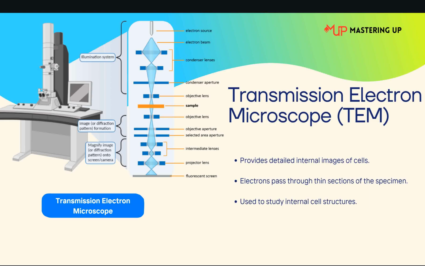Now let's see the transmission electron microscope, which is TEM. It offers a different perspective by allowing us to view the internal structure of cells. In TEM, a beam of electrons is transmitted through an ultra-thin section of the specimen. As the electrons pass through, they are scattered based on the density of the structures, creating an image on a screen. TEM can reveal intricate details of organelles such as mitochondria, chloroplast, and nucleus, providing us higher resolution than the light microscope. This allows us to see structures as small as a few nanometers.